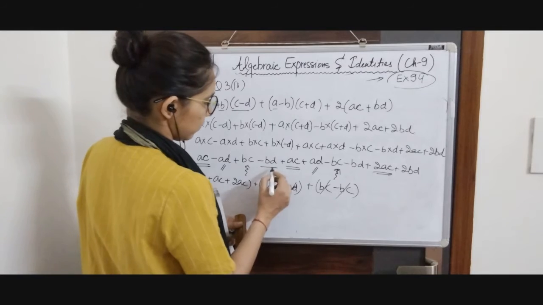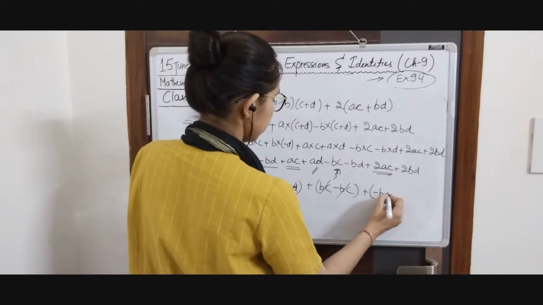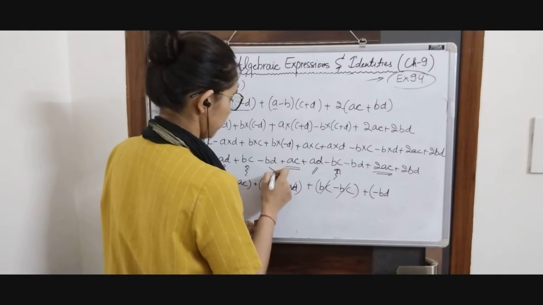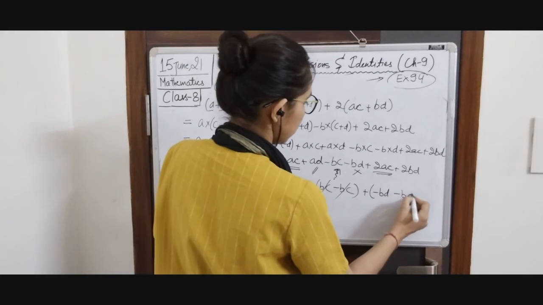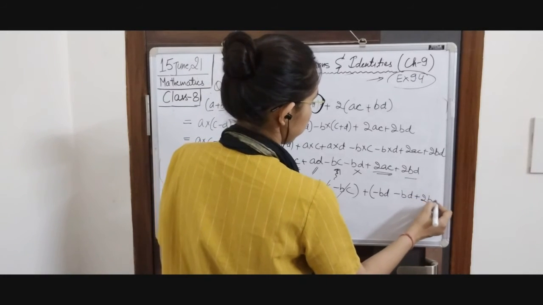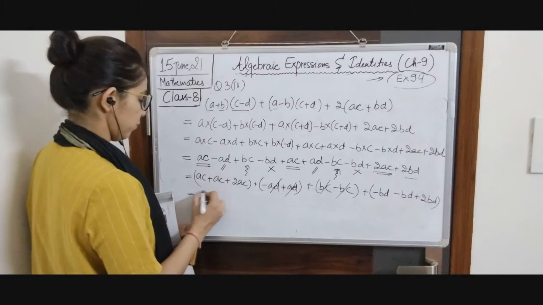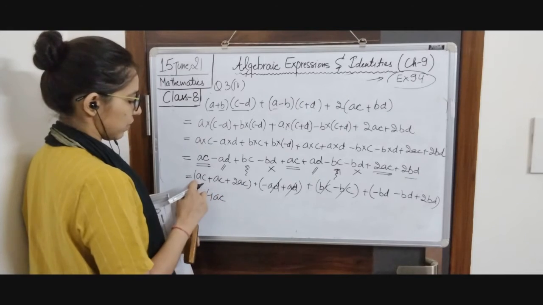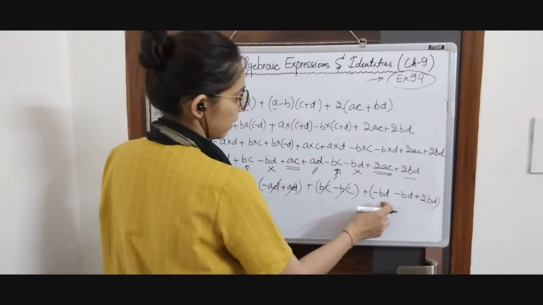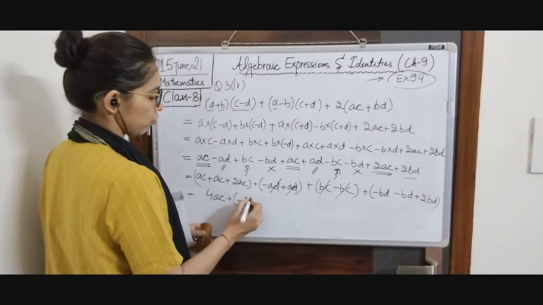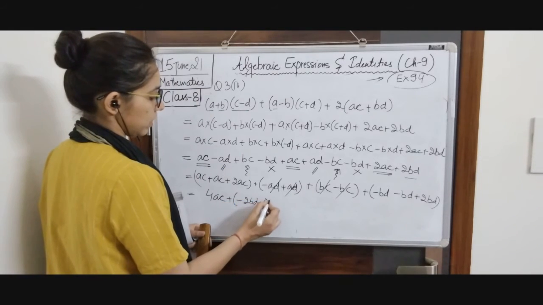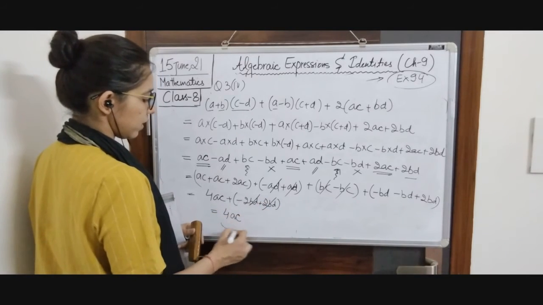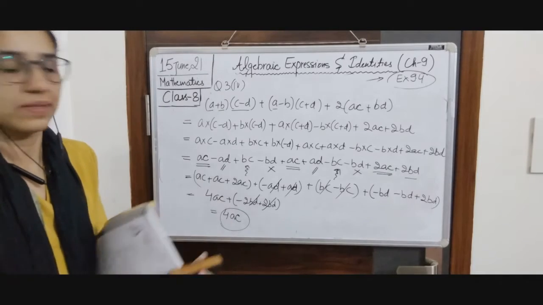Now we have BDs. Okay, minus BD, minus BD, plus 2BD. Okay, so for AC, we will write the variable part and add the coefficients. 2 plus 1 plus 1, 4. For AD, 0. For BC, 0. And here we have minus BD minus BD plus 2BD, which is going to be 0. And we are left with only one term, that is 4AC.